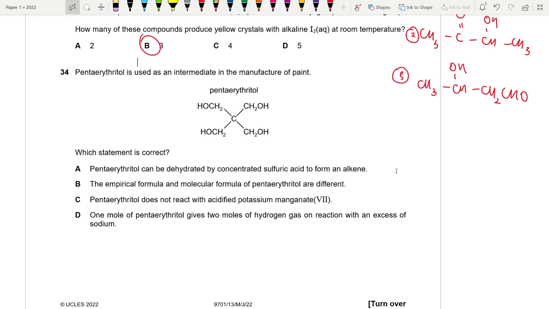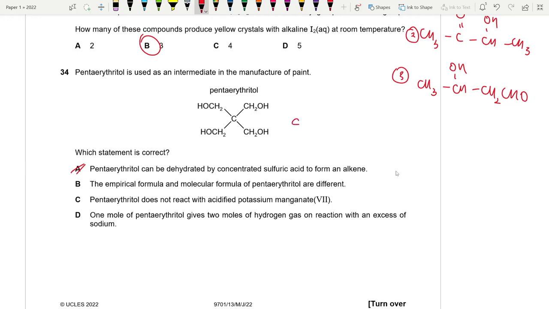Pentaerythritol is used as an intermediate in the manufacture of paint. Okay, so I thought it had something to do with erythrocytes, but it's pentaerythritol. It can be dehydrated by concentrated sulfuric acid to form an alkene. That's wrong because to be dehydrated you do need an alcohol group, but you also need a carbon adjacent to it with a hydrogen. Since this carbon does not have hydrogen, that is actually not possible. So A is wrong.